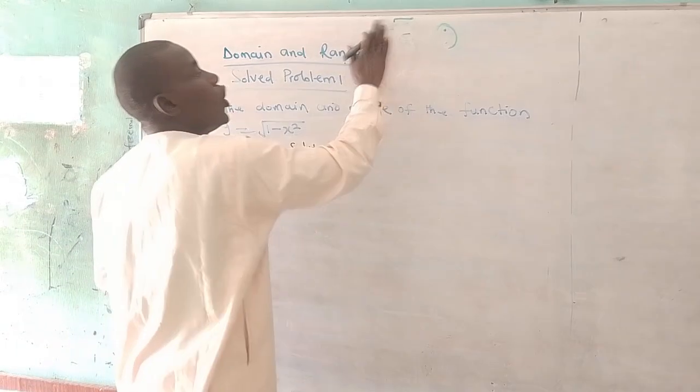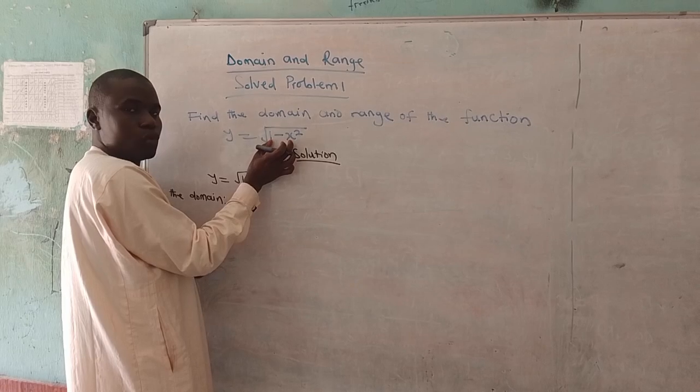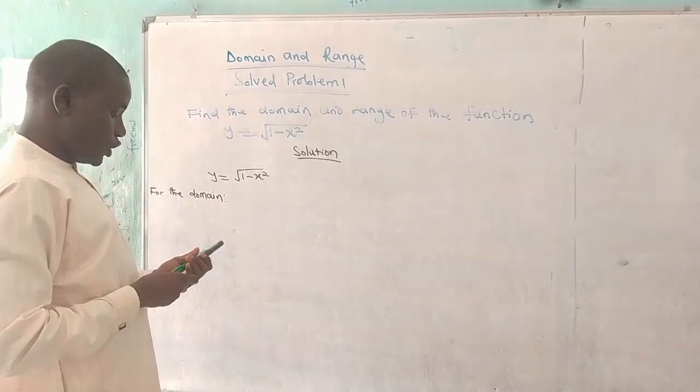So in this manner, we want all values of x such that this value, 1 minus x squared, is what? Is positive. Do you understand? So let me check the words.